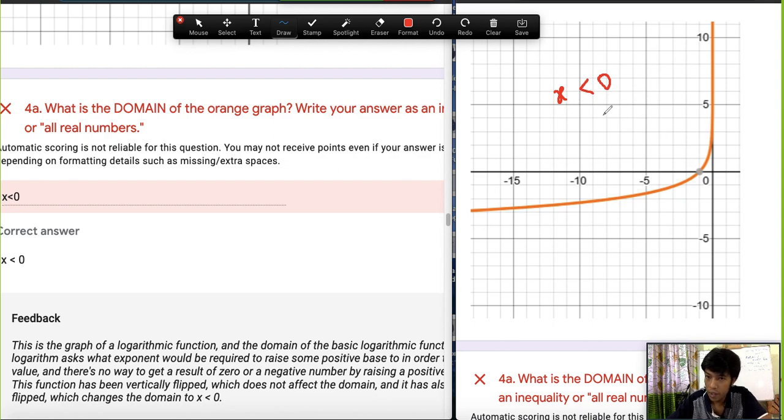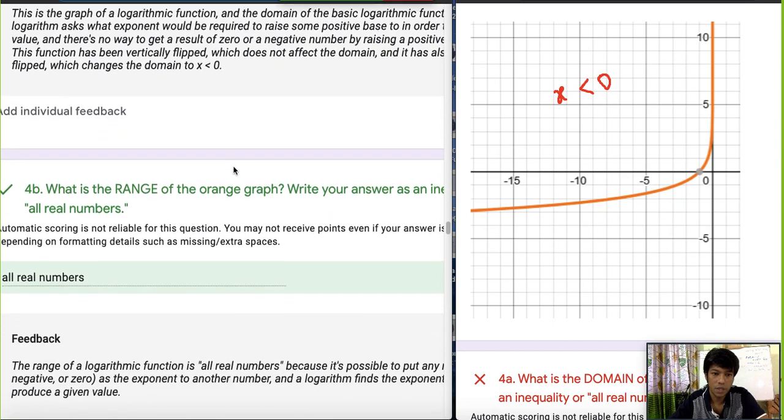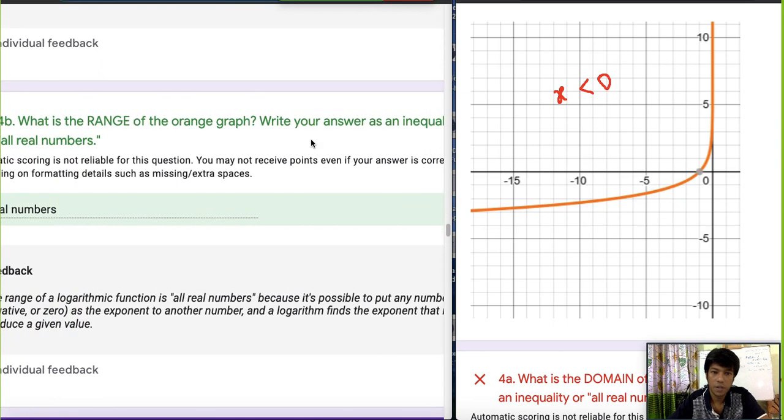And can we give equal? We cannot give equal, because the graph will never touch the x-axis by default, because this is how the exponential function, logarithmic function works. This is actually a logarithmic function. As you know, the logarithmic function is the inverse of the exponential function, so their concept is similar. And you will see in the next question that we will have something interesting. This question is, what is the range? So what is the range here?